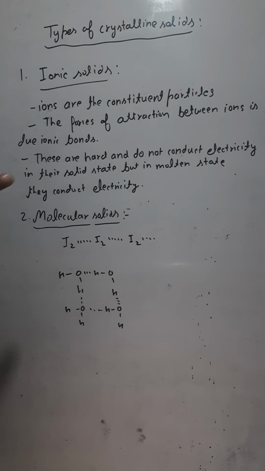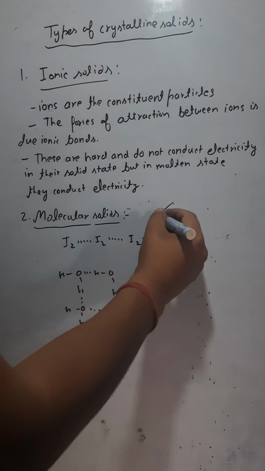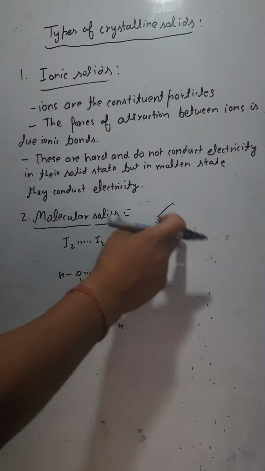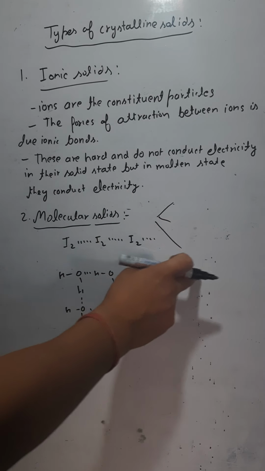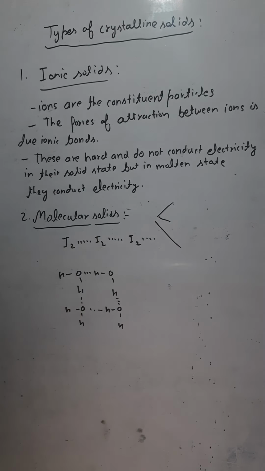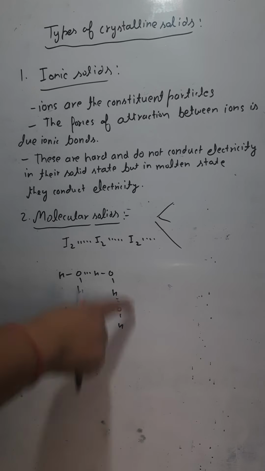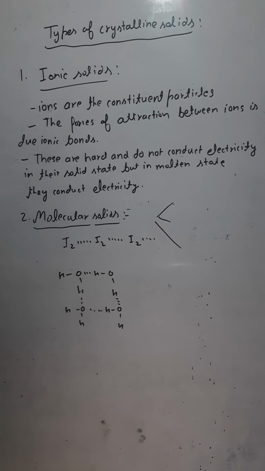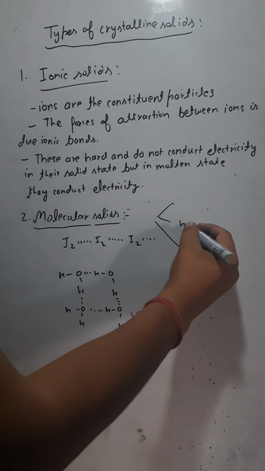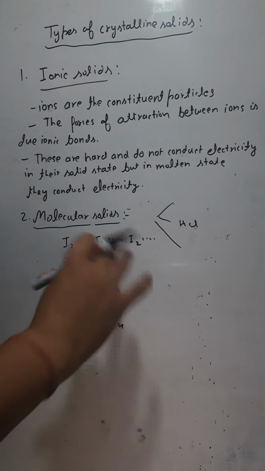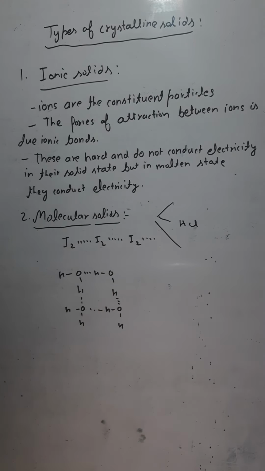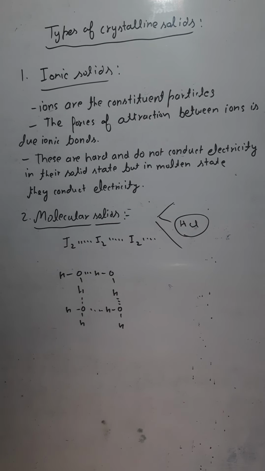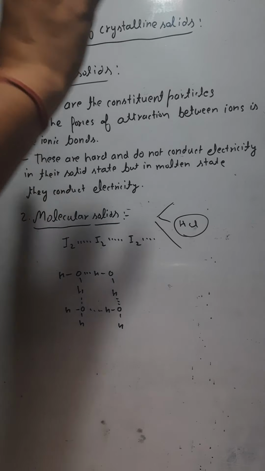And let me tell you one thing, we can divide these molecular solids further into three parts. Some are non-polar molecular solids, some are polar molecular solids, and some are hydrogen bonded molecular solids. Here we have the example of a hydrogen bonded molecular solid. Some are non-polar molecular solids, like iodine, which is non-polar. Some are polar molecular solids, like HCl, with partial positive and negative charges. So HCl is an example of a polar molecular solid. So we can divide the molecular solids into three categories.